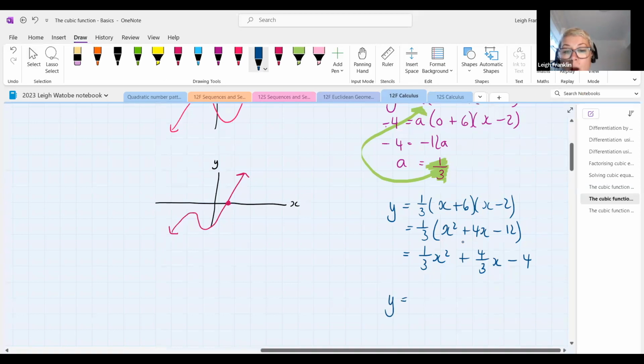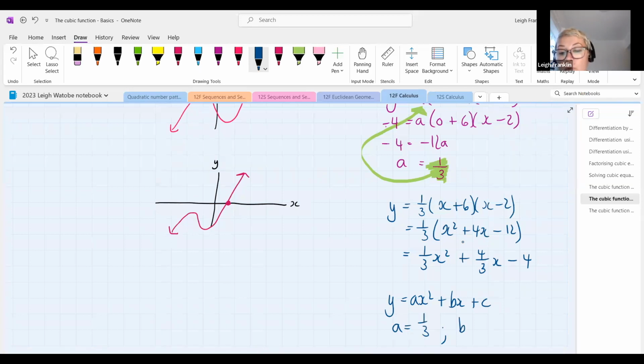Normally, it's in the form y equals ax squared plus bx plus c. So we could then deduce, well, a would be a third, b would be equal to 4 over 3, and c is equal to -4. That rings a bell. We're going to use the same concept in cubics.